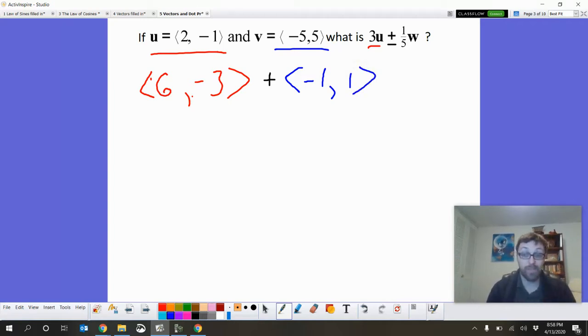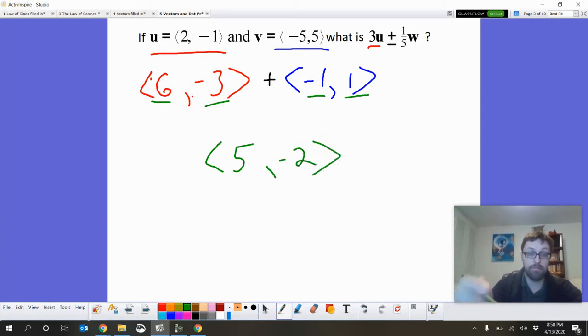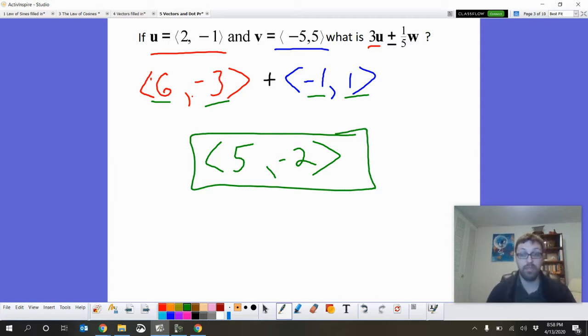That's it. Okay, now they want us to add these two vectors together. Couldn't be easier. 6 plus -1 is 5. And then -3 plus 1 is -2. Done. That's all you've got to do. Any other writing I do feels like a waste of time now that you're watching this video.